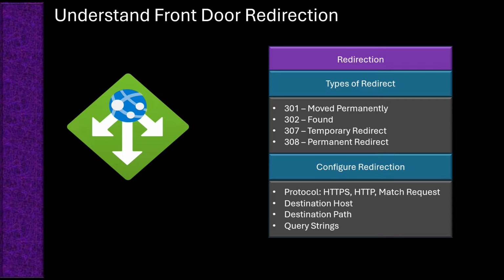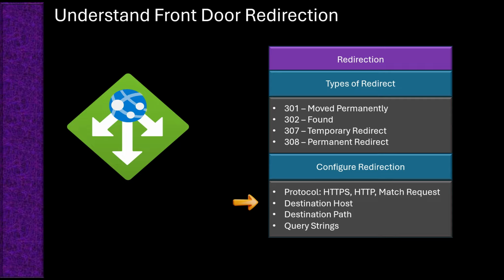You can use multiple ways to configure redirect, such as protocol. By setting protocol, you can decide how to redirect. HTTPS only means always send the user to HTTPS, which is recommended for security. HTTP only means keep traffic in HTTP, but this is not recommended. Another one is match request, which means if the incoming request is HTTPS, keep it HTTPS. If it is HTTP, keep it HTTP.